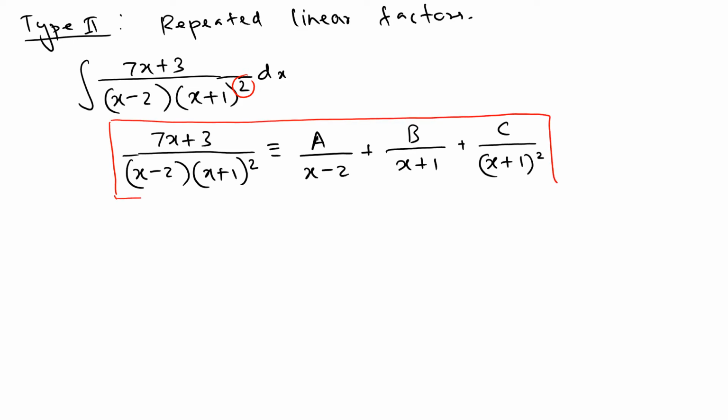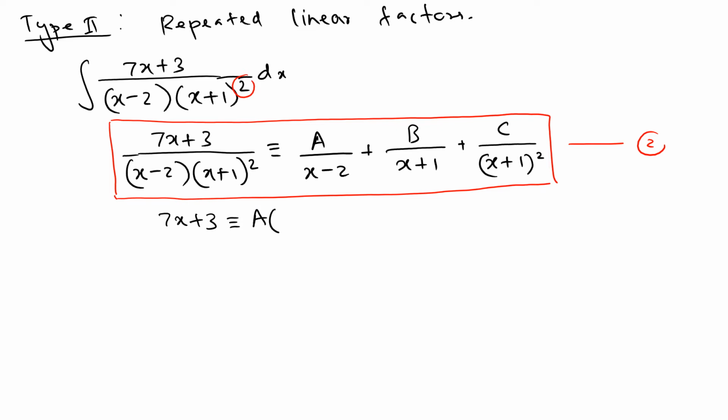That's the second type. Repeated linear factor, I'm going to call type 2. Okay, let's finish the problem now. So what's going to happen in this case, as we did before, you're going to multiply by the common denominator. So you're going to get 7x plus 3 identical to, write the missing term.